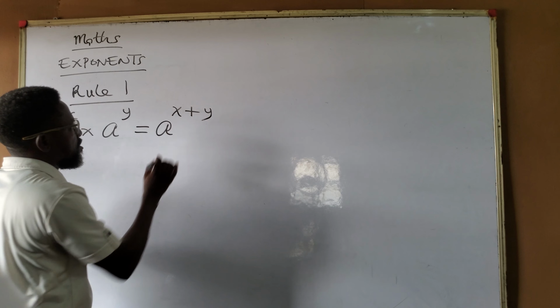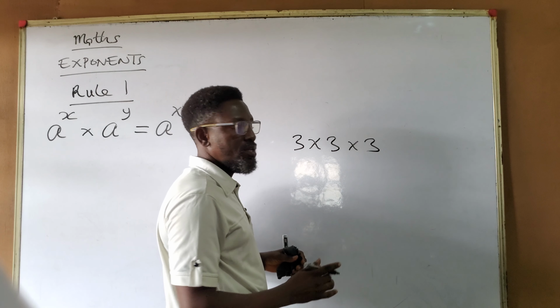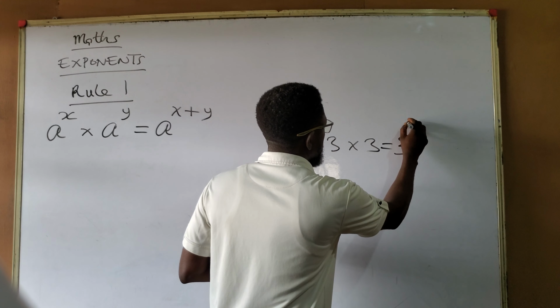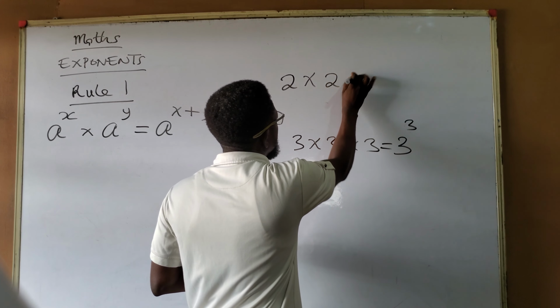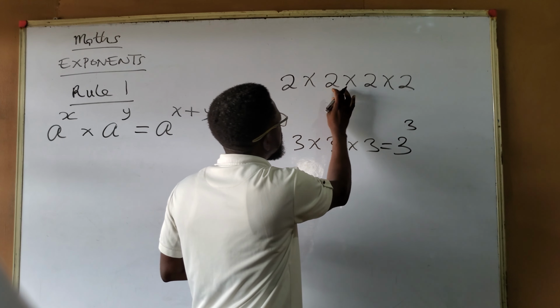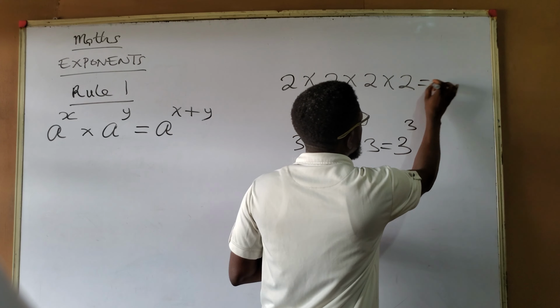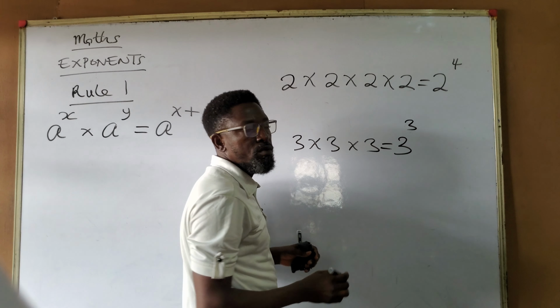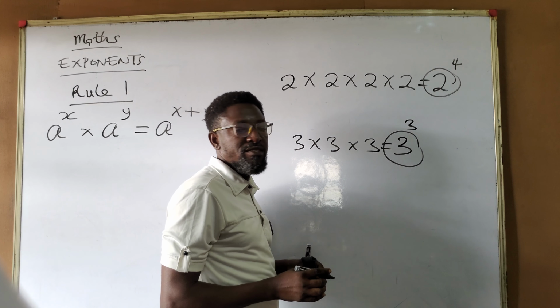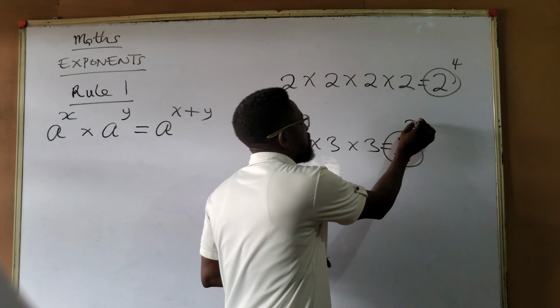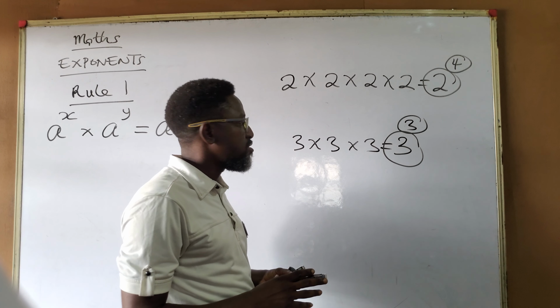When we are talking about base, take for example, if you have something like 3 times 3 times 3. This is 3 in 3 places, and this is the same thing as writing 3 to the power 3. If you have something like 2 times 2 times 2 times 2, this is 2 in 4 places. This can be written as 2 raised to the power 4. So this 2 below here is what is called the base, while this number above here is referred to as the power, or the index, or the exponent.